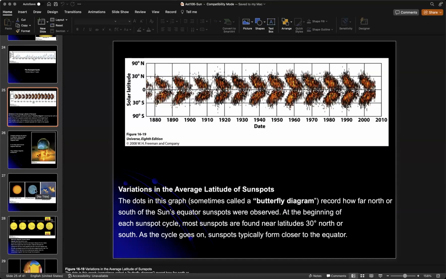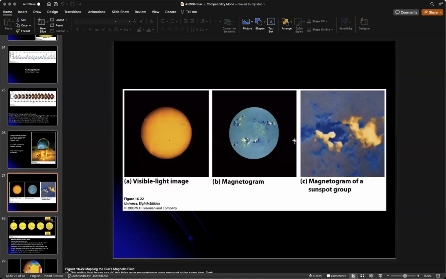The sunspots are formed because of magnetic activity. So if we compare the sunspots with the magnetogram, we find that the regions where the sunspots are present, that's where very strong north and south magnetic fields are present.